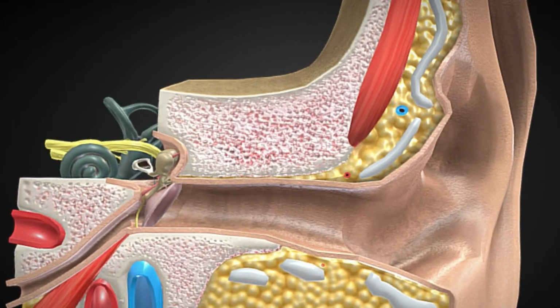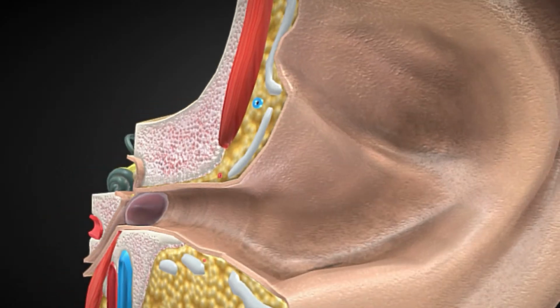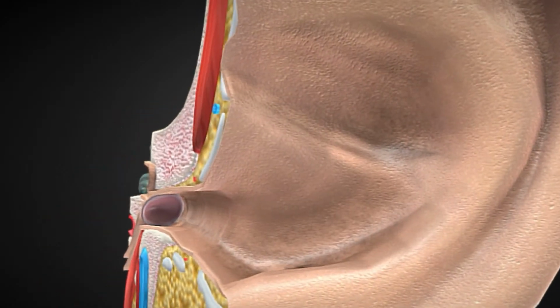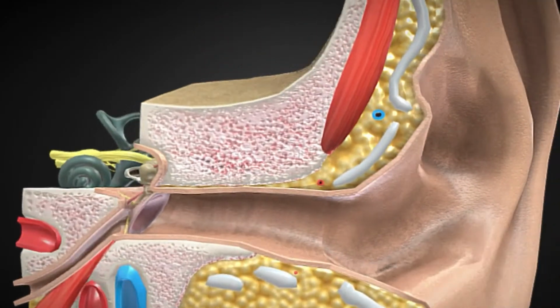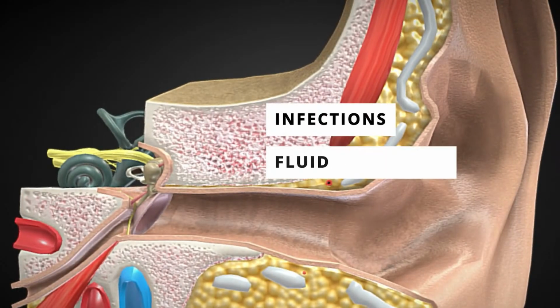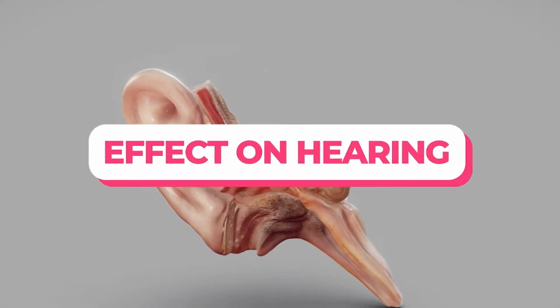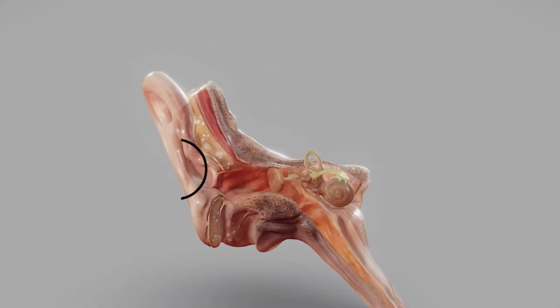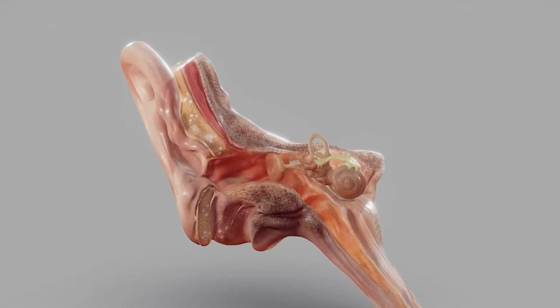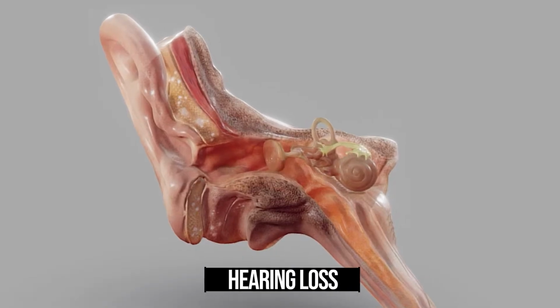Examination of the eardrum can provide valuable information about the health of the ear. Changes in its appearance can indicate various conditions, such as infections, fluid in the middle ear, or eardrum perforation. Effect on hearing. The efficiency of sound transmission through the eardrum is crucial for normal hearing. Any alteration in its structure or function can lead to conductive hearing loss.